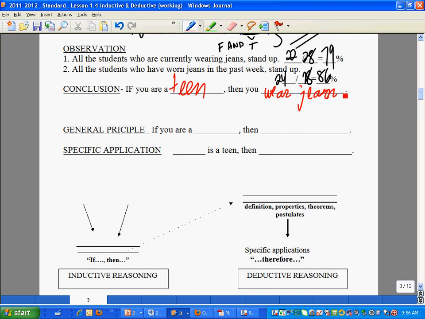Now, if I take that general truth and come to someone, I'm going to come to my non-Jean brother here, but we're going to pretend he's not a non-Jean brother. And I go like this: Cameron is a teen. In my mind, I have the truth: if you're a teen, then you wear jeans. I see he's not wearing jeans right now. What could I safely assume if he's a teen, he wears jeans? He has a pair of jeans in his closet.